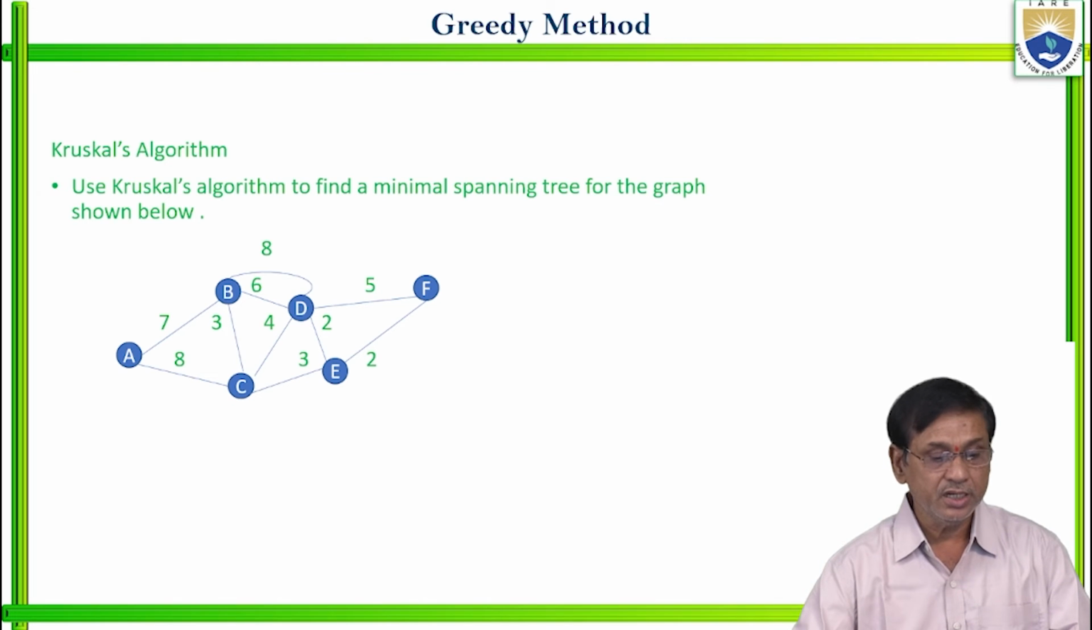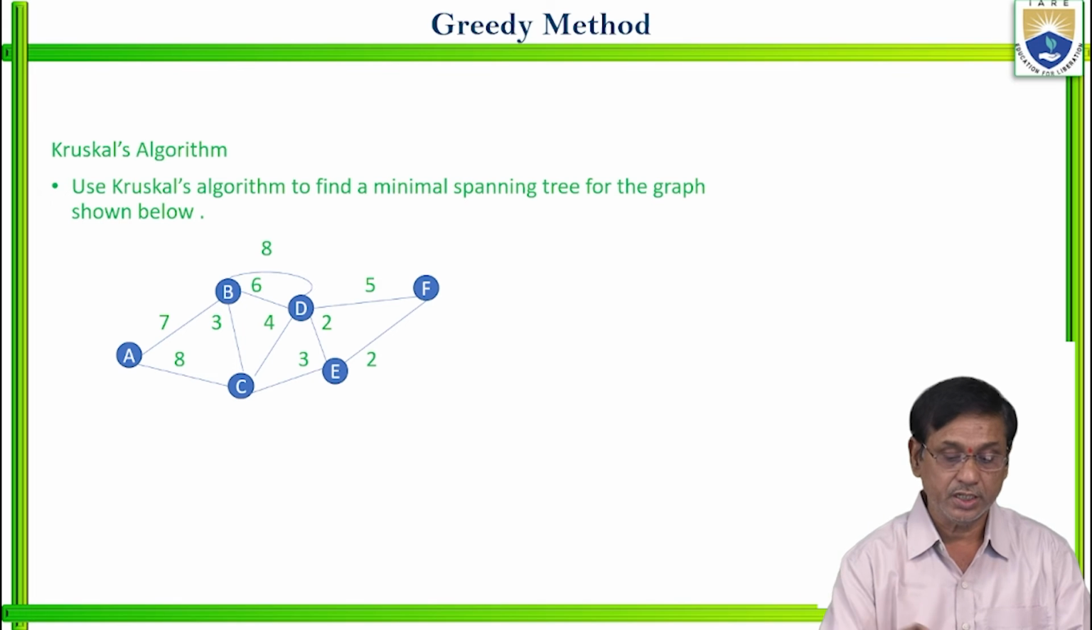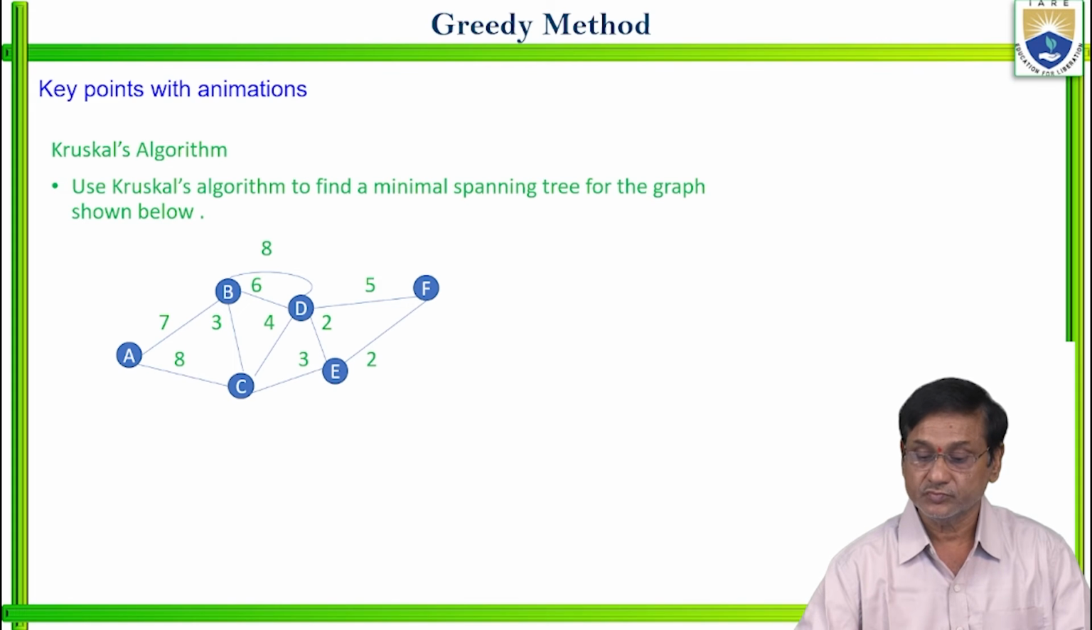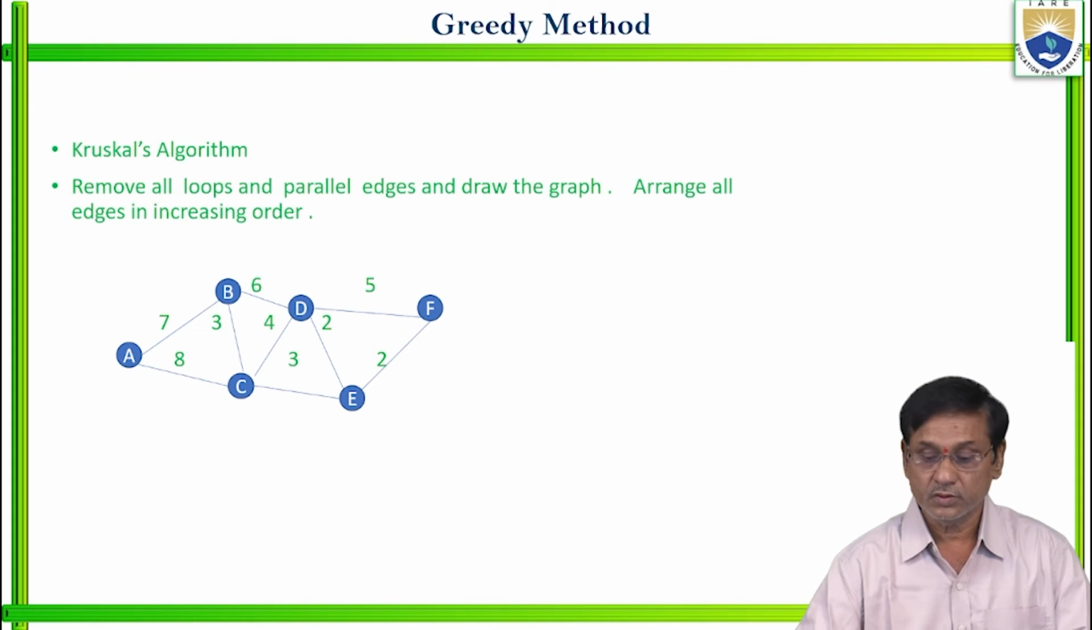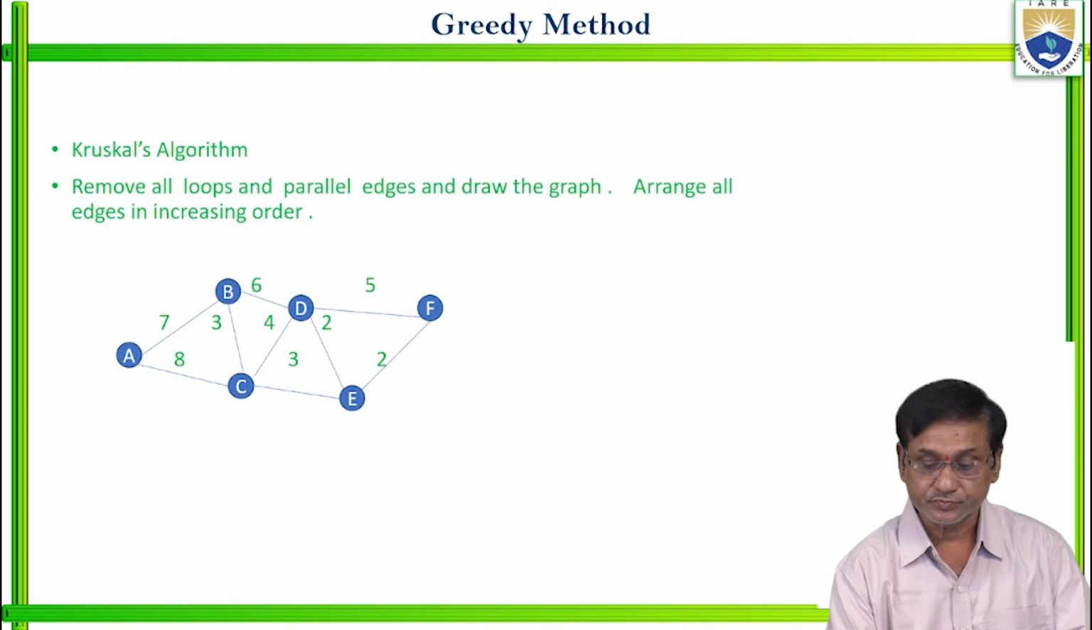Now, consider another diagram, another problem. Use Kruskal's algorithm to find a minimal spanning tree for the graph shown below. Now, here a loop is there. First, remove that loop and then write the list of edges. What is the list of edges?